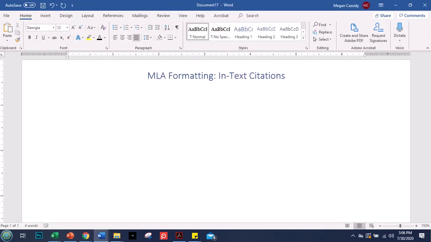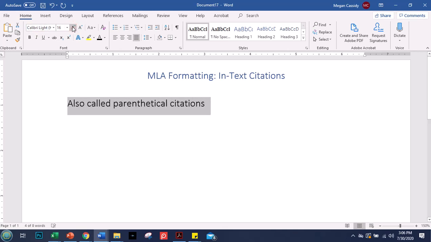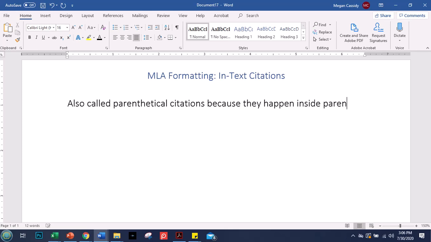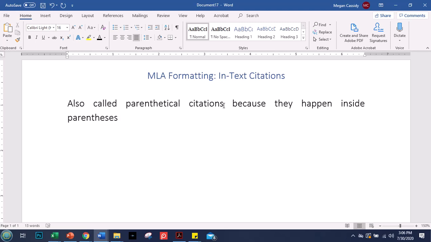So these are also called parenthetical citations. You might hear other people use that term. I'm going to change my font here. Sorry, guys. Make it bigger. There we go. So these are also called parenthetical citations because they happen inside parentheses. So if you have another teacher who says you're missing your parenthetical citations, you'll know what they mean.